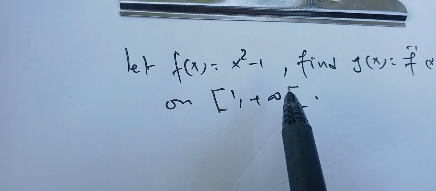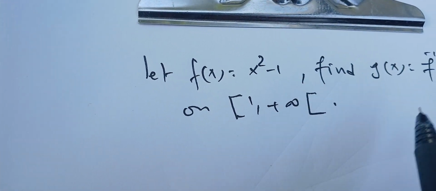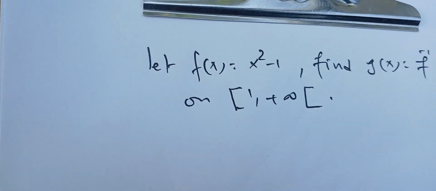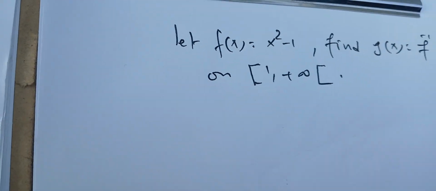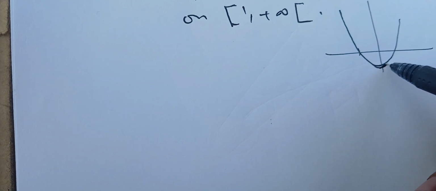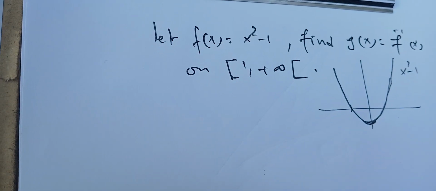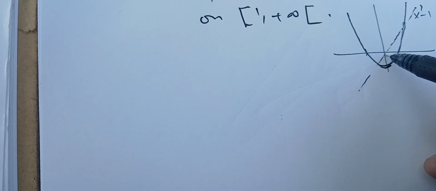Okay, let's find the inverse function of f of x, which is equal to x squared minus 1 on 1 to plus infinity. So if we try to graph the function, let's do an approximate graph of this one. So this is the graph of x squared minus 1. And if we are trying to find the inverse function, it should be symmetric with respect to y equals x.